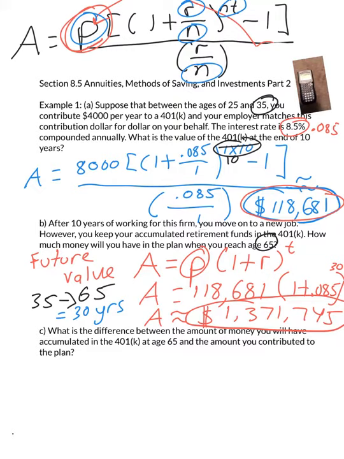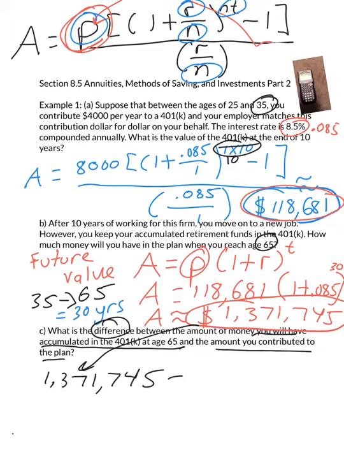So now part C says, what is the difference between the amount of money you will have accumulated in the 401k at age 65 and the amount you contributed to the plan? All right, so the first mention is the money you will have accumulated in the 401k at age 65. Well, that was your answer from part B, so bring it down. That ginormous $1,371,745 amount. It asks for the difference, so we're going to subtract. And it says, and the amount you contributed to the plan.